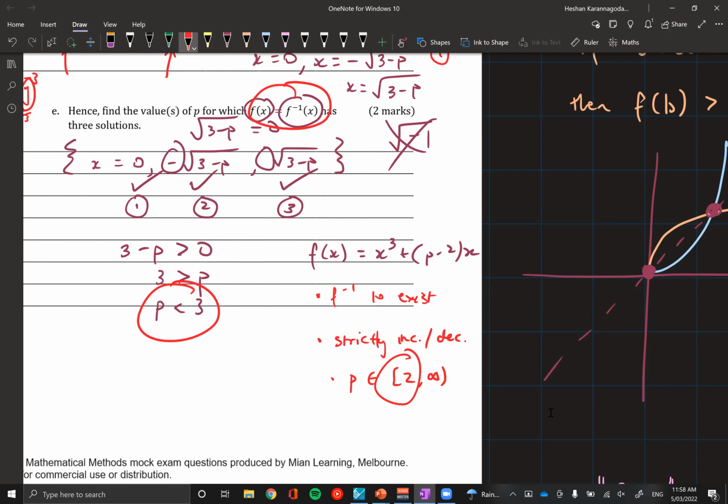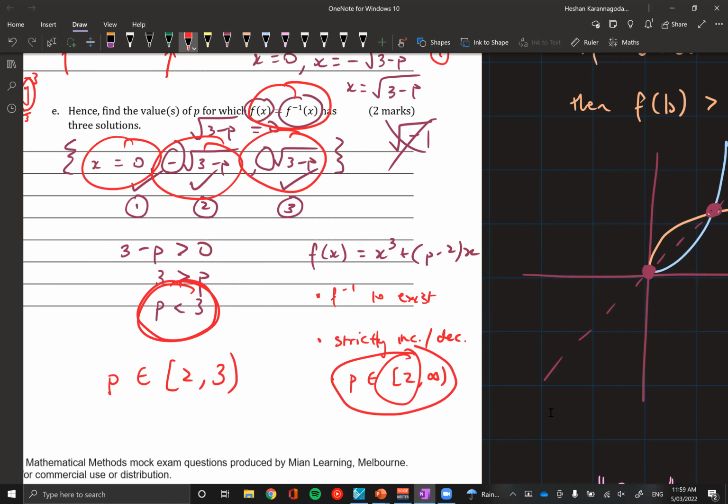So these solutions are good because they're general solutions, but for some values of p, they won't be valid at all, even though we might have 3 unique solutions. Just the equation doesn't make sense at all. So we can't include those values of p. So in this case, p would be an element of 2 inclusive to 3 exclusive. So we can see that p is less than 3 and then p is greater or equal to 2.